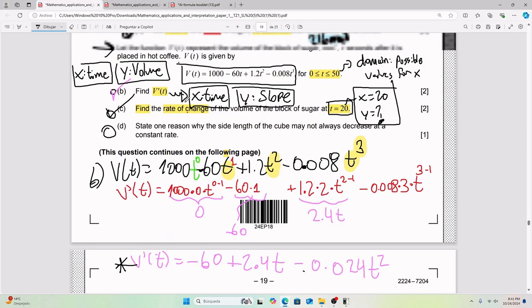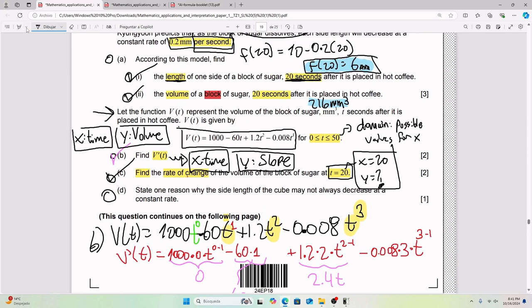And the last blah blah that you have to go through is part D, which says, fairly easy, state one reason why the side length of the cube may not always decrease at a constant rate. And this is interesting for two reasons. First of all, because it's a classic question, it's like a reasoning context sort of problem.